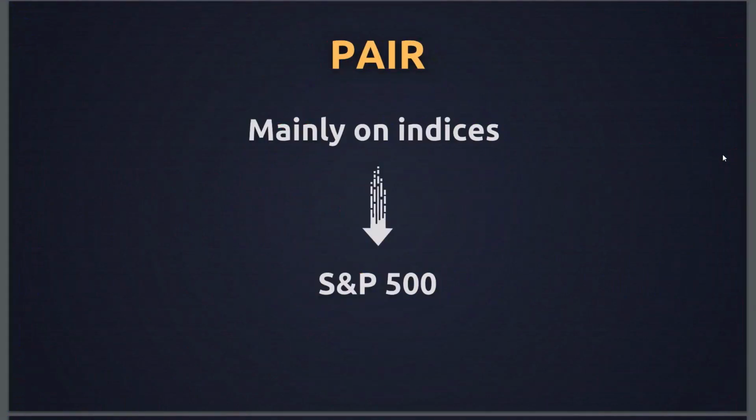So as usual, starting with a pair, I would say this would be mainly on indices, yet it can also work on Forex. I know that it can work on Forex. Why? Because it's a previous session high or low. So it's the same, but ICT recommends using this on indices and mainly S&P 500, but you can still use it on Forex or indices.